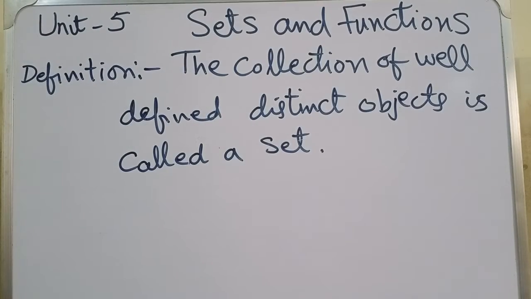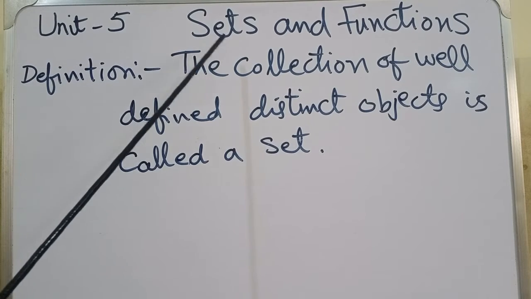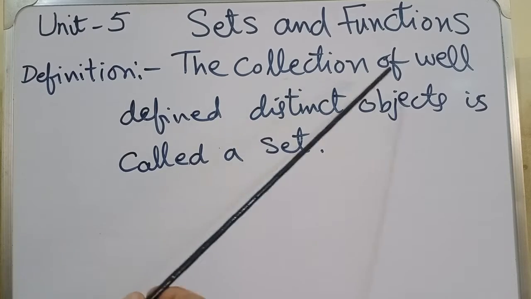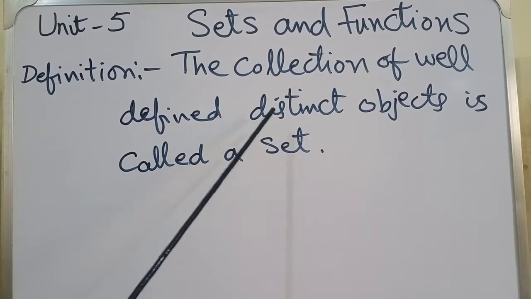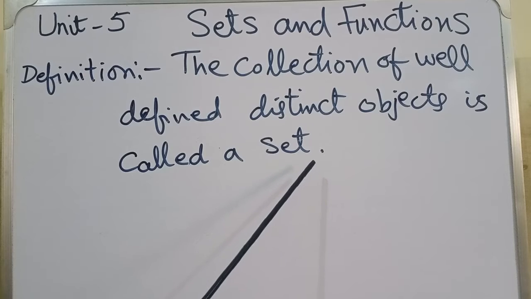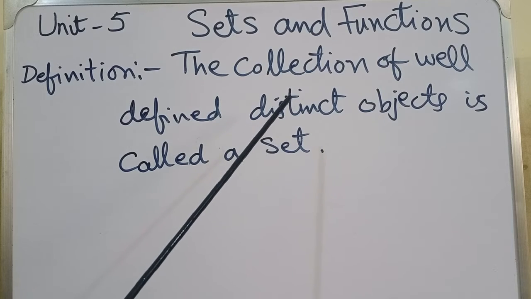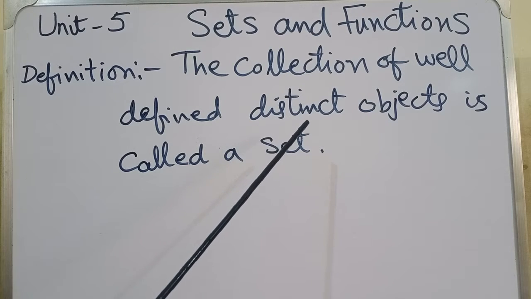Unit number 5, Sets and Functions. We have a common definition for this concept of set. The collection of well-defined distinct objects is called a set. In this definition, we observe that we have two main words which are very important.